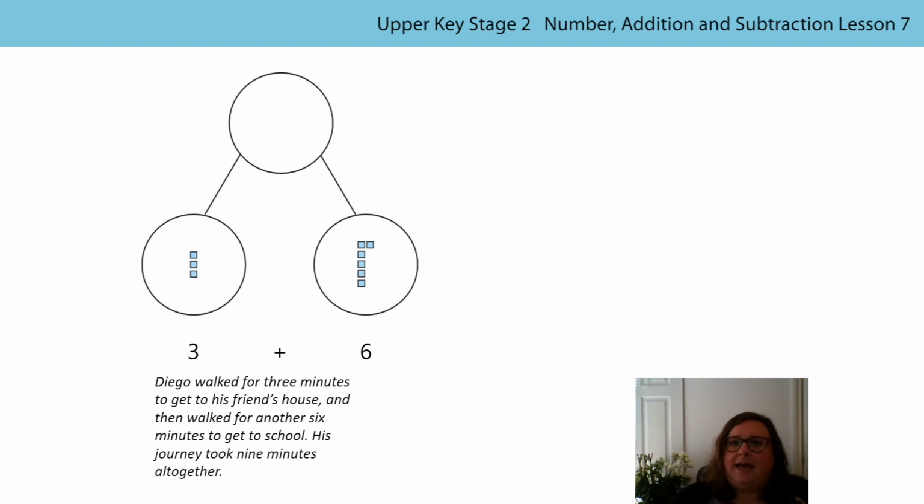And where can you see how long it takes him to get to his friend's house? Yes, that's right. The 3 in the equation and the 3 here in the part-whole model. Altogether, it takes Diego 9 minutes to do his journey.